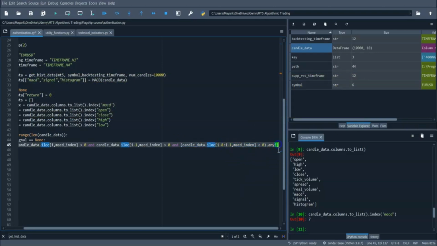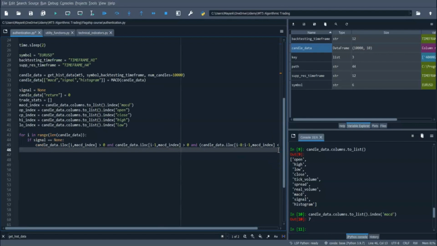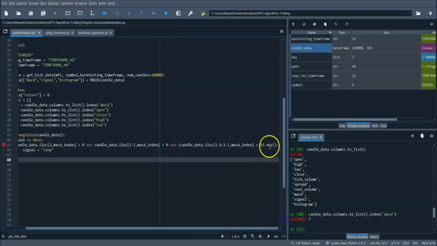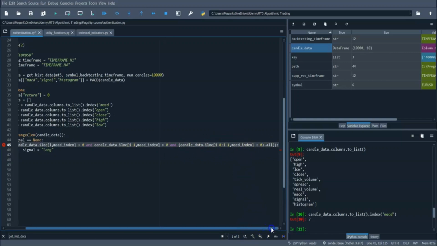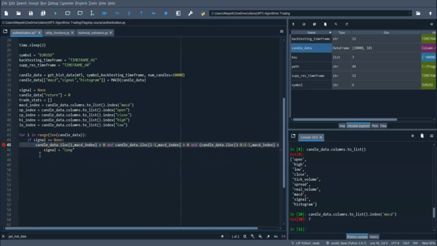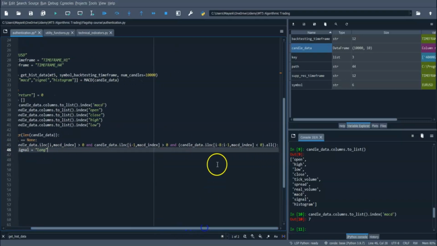Alright, so if this statement is true, then we'll make the signal long. Hey, hold on. This should be all. Sorry. If any of these values is negative, then we'll get a true. I actually want all. Every single one of them should be negative. Sorry about that. Yeah. And why is this giving me an error? There's something wrong here. I have not used if here. Sorry.